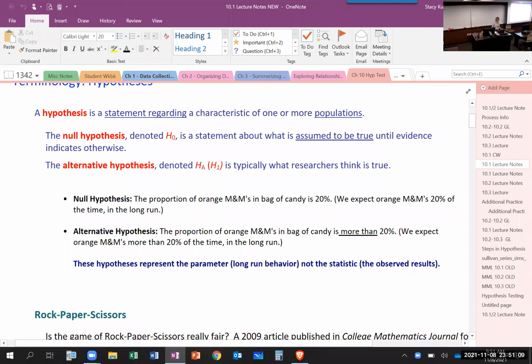So these hypotheses represent, once again, information about the parameter, that long run behavior of doing something over and over and over, right? That probability of something happening. The information of our hypotheses represents the long run parameter and not the statistic. So the null and alternative hypotheses are always written in terms of the population's parameter. If you'll notice what I have there in the null and alternative hypothesis for the candy, we are referring explicitly to what Mars' claim is for the proportion of orange M&Ms. Not anything about what our samples provided, okay? That's the null. That's the hypothesis.